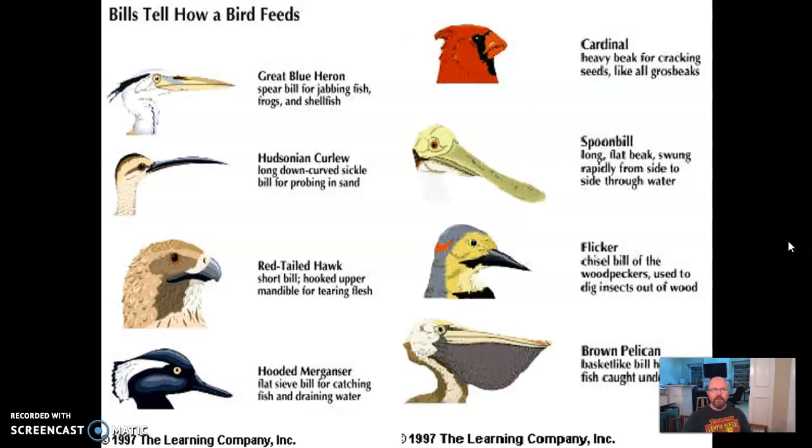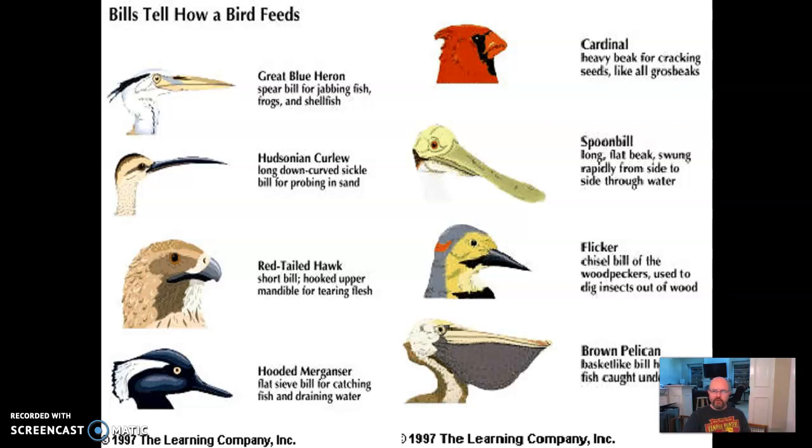Here's some examples. Great blue heron for spearing, jabbing fish. The curlew has a sickle, probes in the sand for its food. Hawks have a hooked bill for tearing flesh. The merganser has a kind of flat duck-like bill for sieving water. Cardinal has a beak that's great for cracking seeds. The spoonbill kind of swings its head back and forth in the water, using its bill to find food.